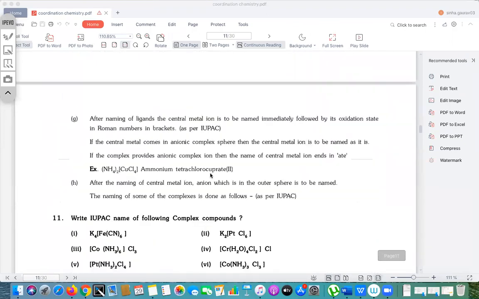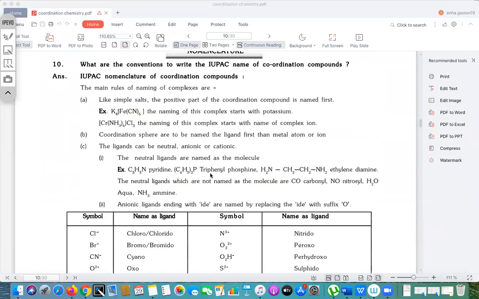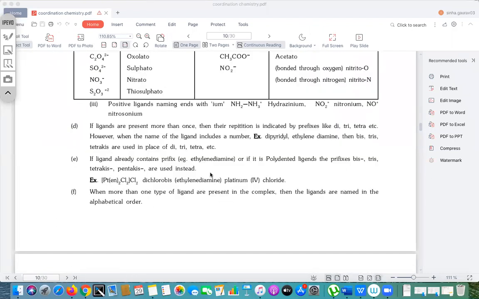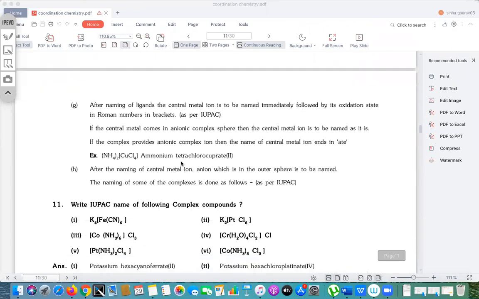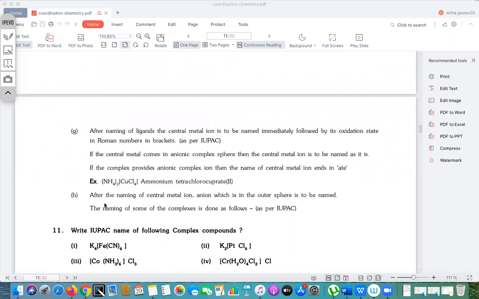Here we'll focus just on the rules given here, A, B, C, D, all these rules. If I dictate all these rules, it takes a lot of time, that's why I'm skipping this. But you must write or keep these notes properly, because you have to revise them at times.